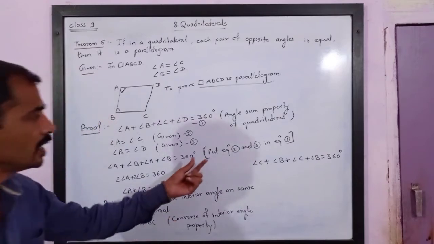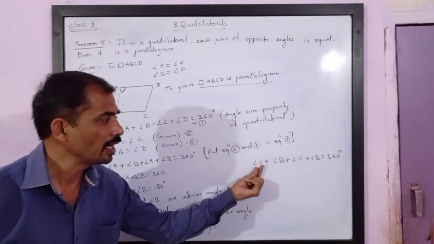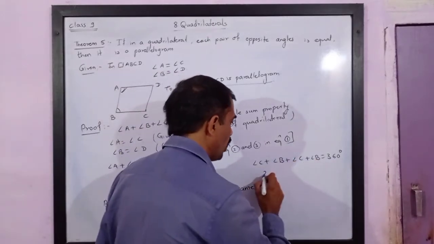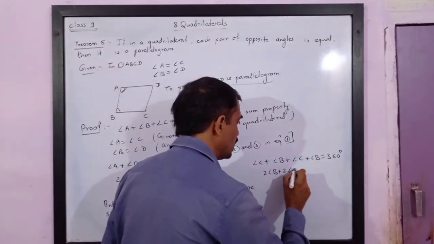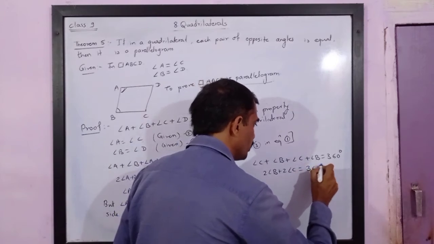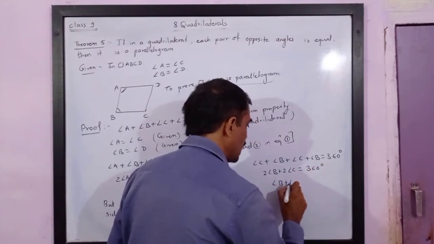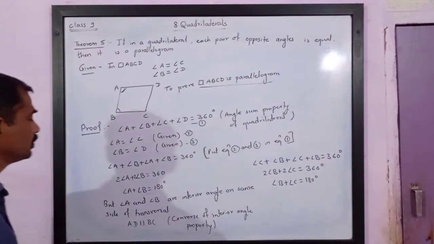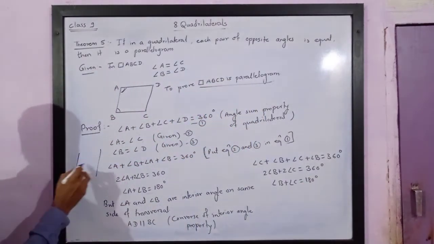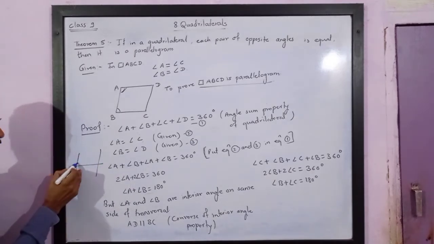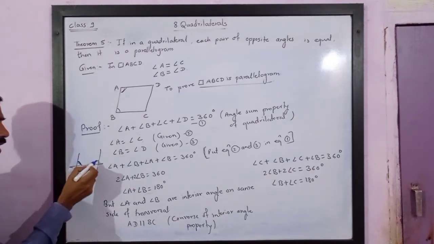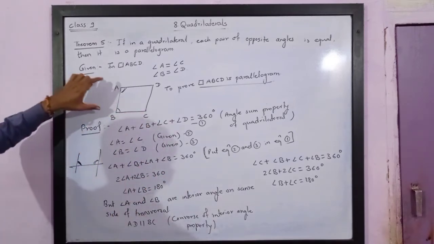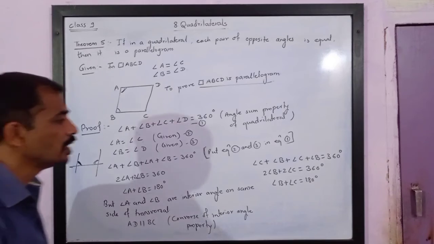Again the same type of substitution, but this time I want angle B and angle C. So I will get twice angle B plus twice angle C equals 360. It means angle B plus angle C is equal to 180 degrees. Now look at the figure. These are two lines and this is a transversal. They are on the same side of the transversal. Again, interior angles are supplementary. B and C are supplementary. It means AB is parallel to DC.